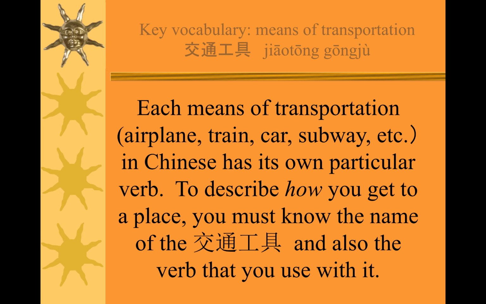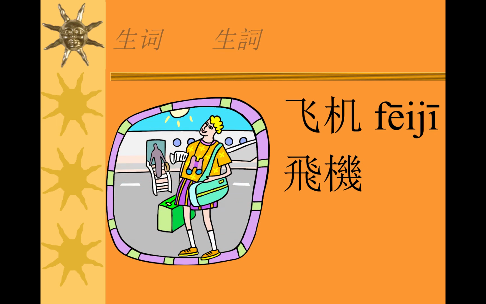In Chinese, each means of transportation, for example, airplane, train, car, subway, etc., has its own particular verb. To describe how you get to a place, you have to know the name of the jiāotōng gōngjù, the means of transportation, and also the verb that you use with it. 飞机 uses the verb 坐. So if you're going to take the plane to go somewhere, you would say 我坐飞机.